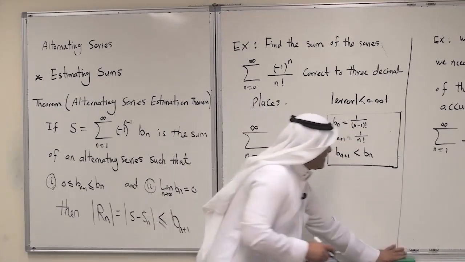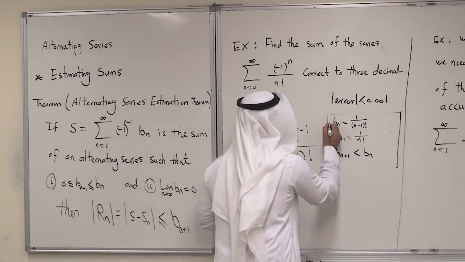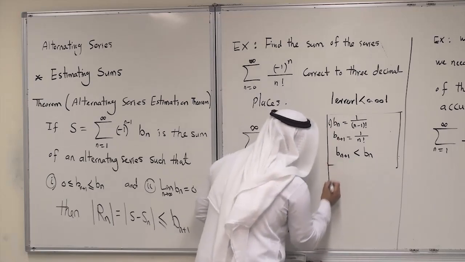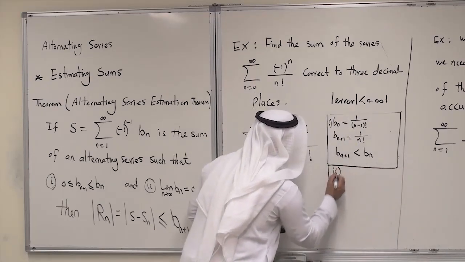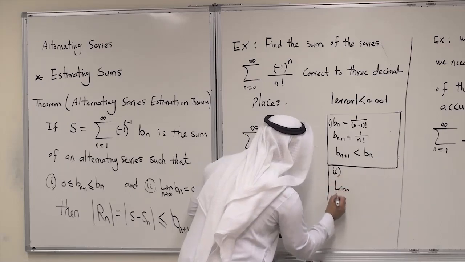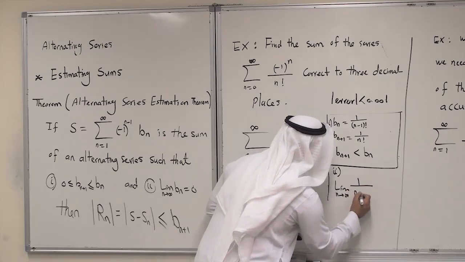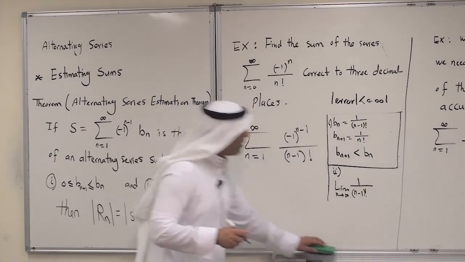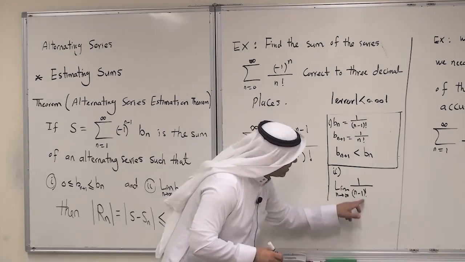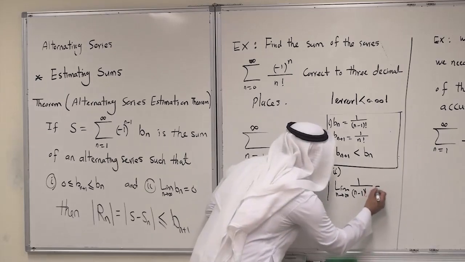This is the first condition. For the second condition, clearly we have this also. The second condition says, what is the limit as n goes to infinity of 1 over n minus 1 factorial? It is 1 over 1 times 2 times 3 times 4 times up to n minus 1. You can easily show this is equal to 0.